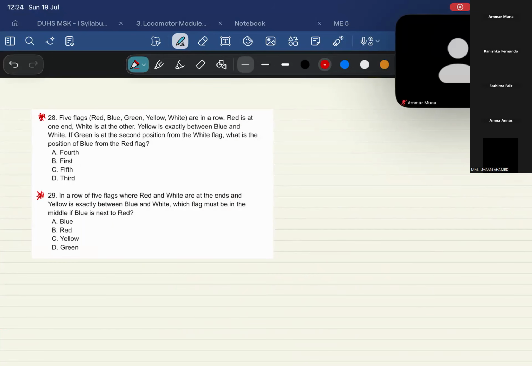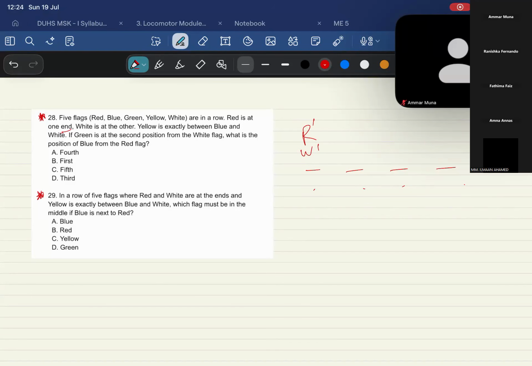So they say that there are 5 flags in a row. So you just mark 5 slots because we still don't know which order they are in a row. So red is at one end. So they have specified which end red is at. So it could be either here or here. And white is at the other end. So we still don't know which end it is, right? Yellow is exactly between blue and white.